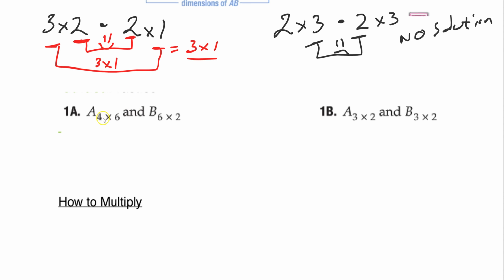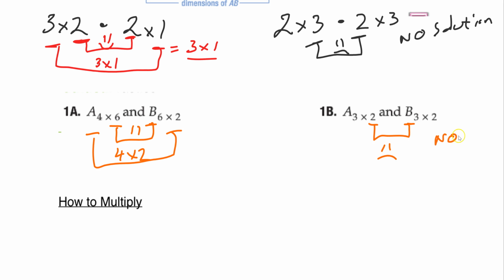So this is the first one. A 4 by 6 times a 6 by 2. Well, these insides match. Yay. And then we get a 4 by 2. So I can multiply and I'll get a 4 by 2. Look at the next one. 3 by 2 times a 3 by 2. These do not match. So no solution. Now can multiply? Not possible is probably the better answer. There's not really a solution. Anyway, so that's step 1. You just have to see if you can multiply things.